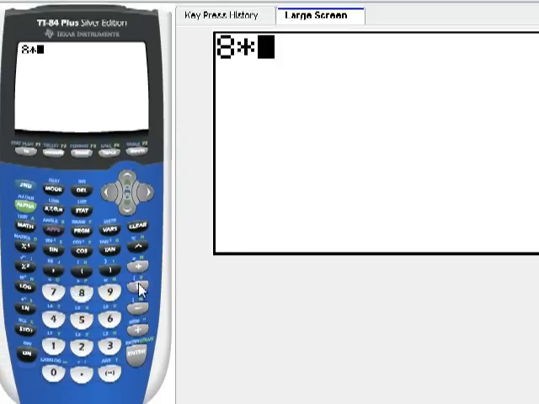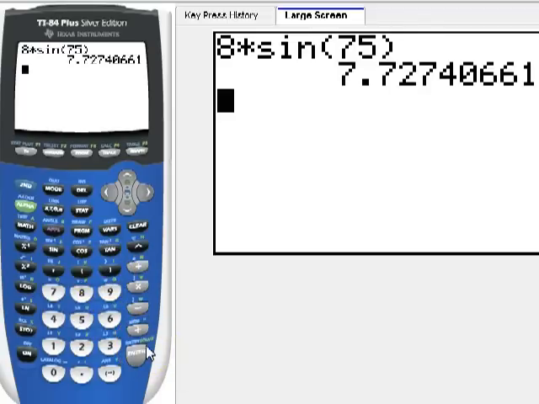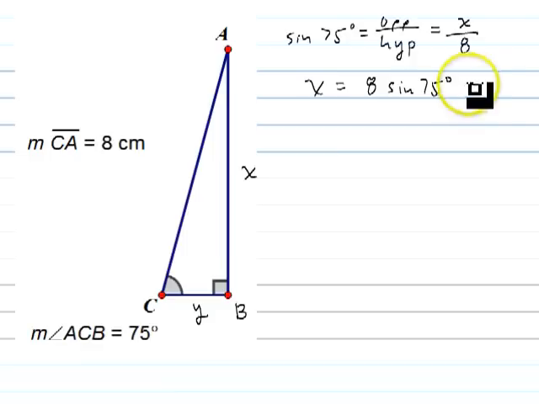8 times sine of 75 degrees becomes 7.73 approximately. Centimeters, that is.